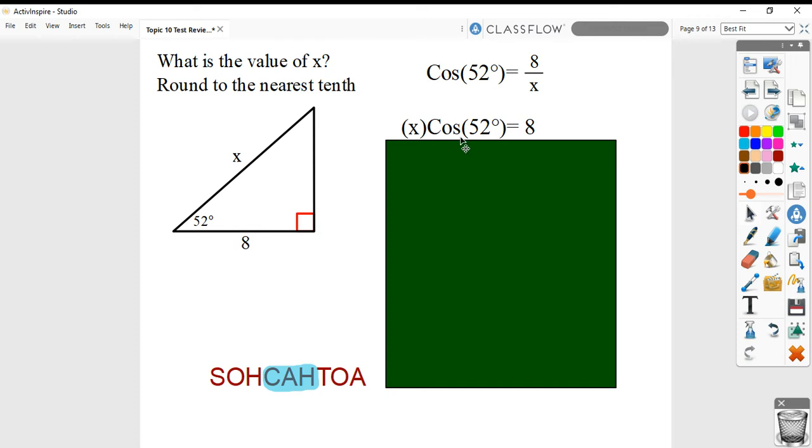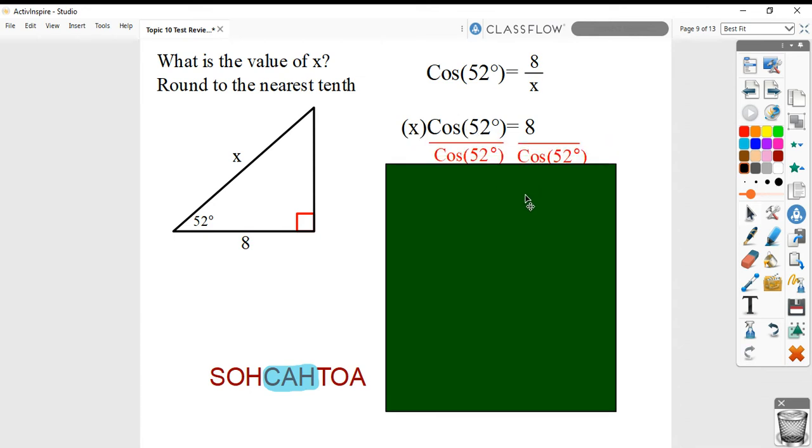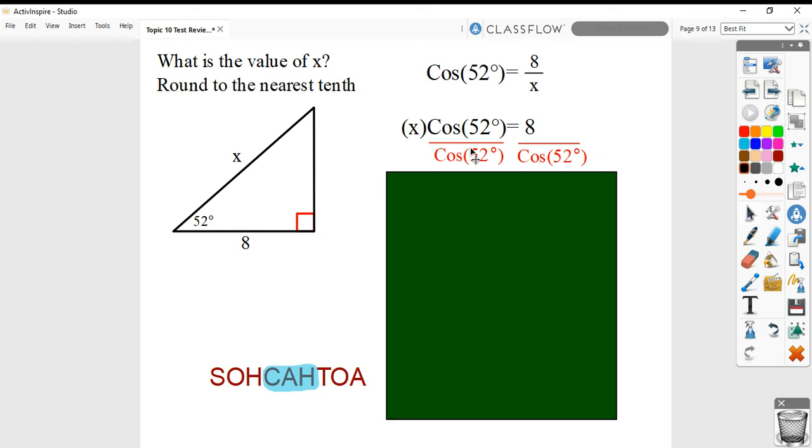Now, here's the question. On the left side of this equation, x is being multiplied. Cosine of 52 is just some number that you can find in the calculator. It's some decimal number, pretty close to 0.6. If you have x times a number, how do you get rid of that number? X is being multiplied, so we're going to divide. Divide both sides by cosine of 52.